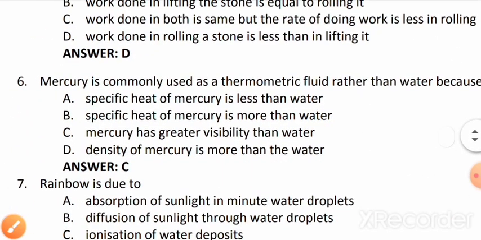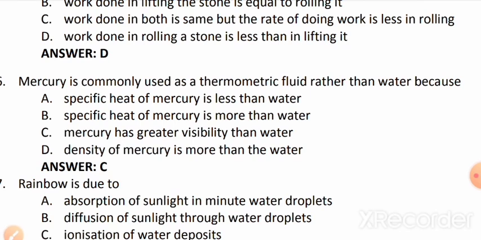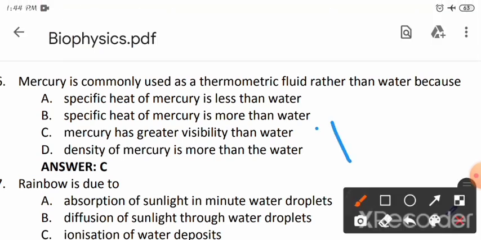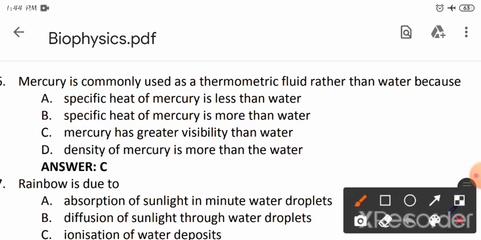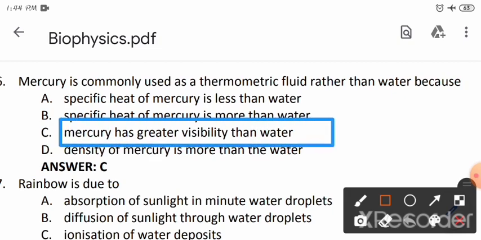Now friends, mercury is commonly used as a thermometric fluid rather than water because mercury has greater visibility than water. Mercury's visibility is greater as compared to water. That's why mercury is commonly used as a thermometric fluid rather than water. Mercury is very important friends, a very important question.